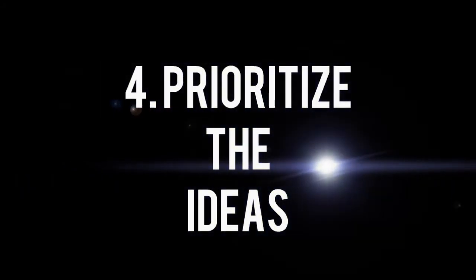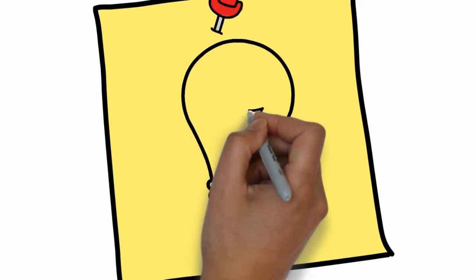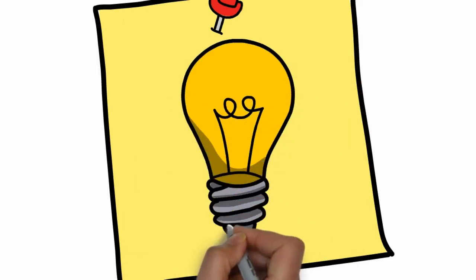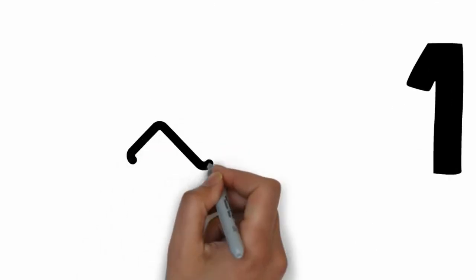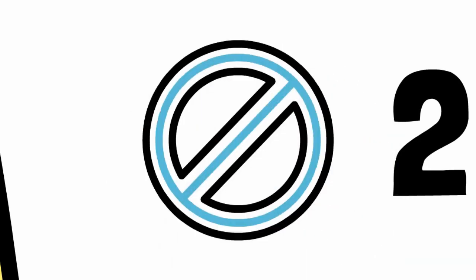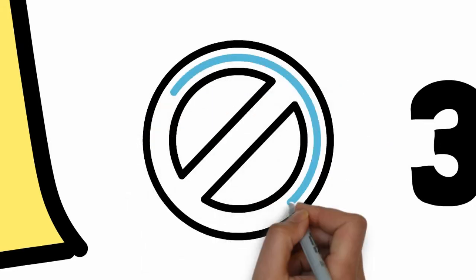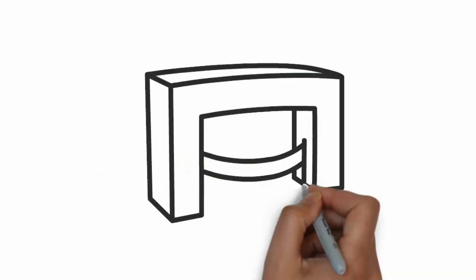Step number 4, prioritize the potential root causes. Once you finalize your fishbone, you are going to vote for each idea, taking this scale. 3 for most likely, 2 for medium, and 1 for low probability of being the root cause. So you're going to start reading out loud each idea of the causes, and everyone in the room is going to vote for each idea.